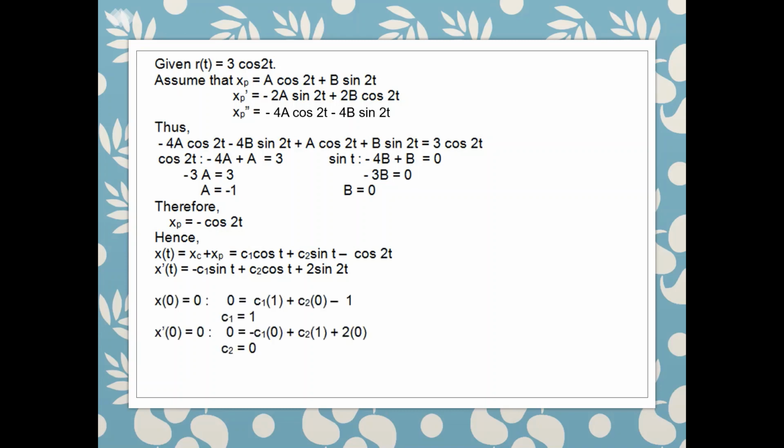Given that when t is 0, x is 0 and dx/dt is 0, substitute this information into the equation of x(t) and x'(t) and simplify. You will get the answer c1 equal to 1 and c2 equal to 0. Substitute these values back into the equation, you will get the final answer, which is the equation for x in terms of t: x(t) equal to cos t minus cos 2t.